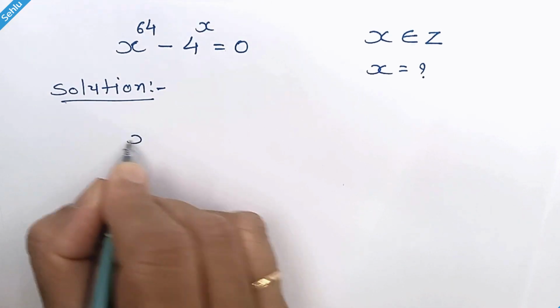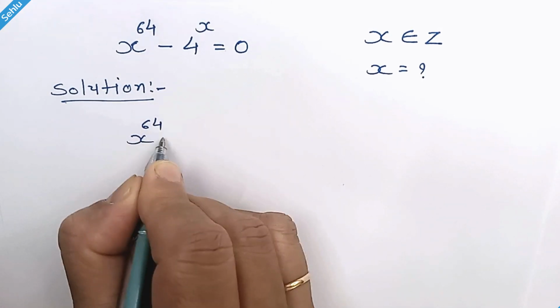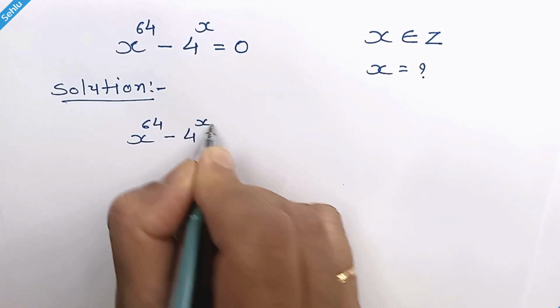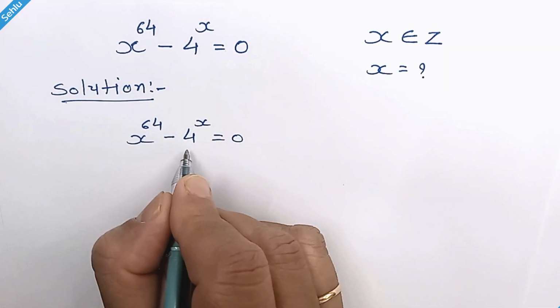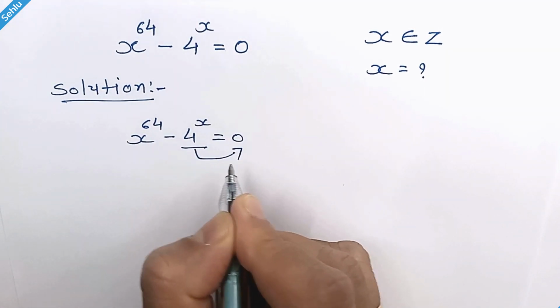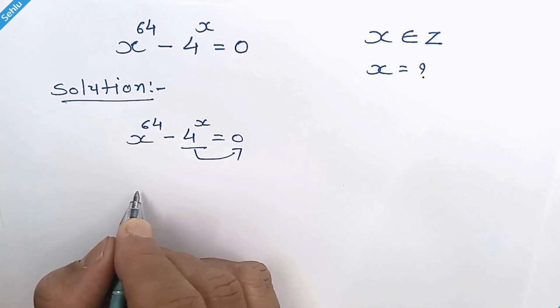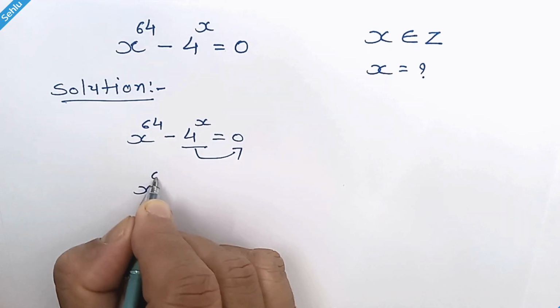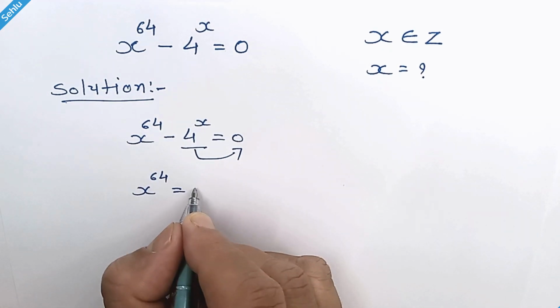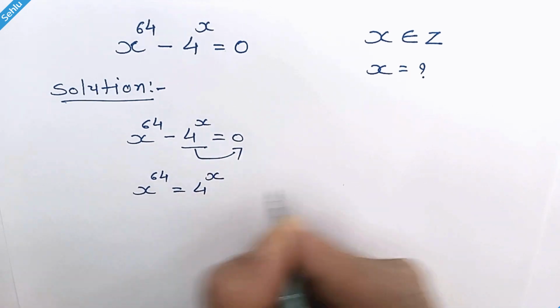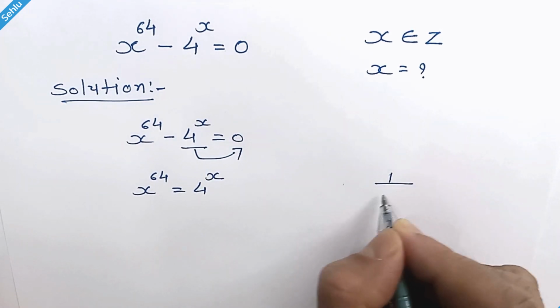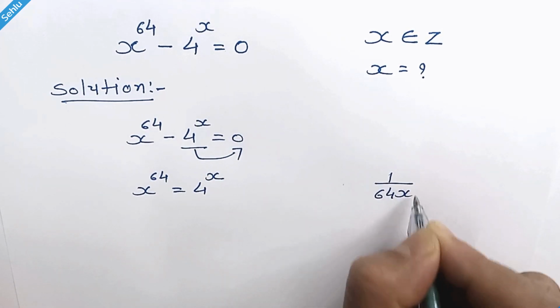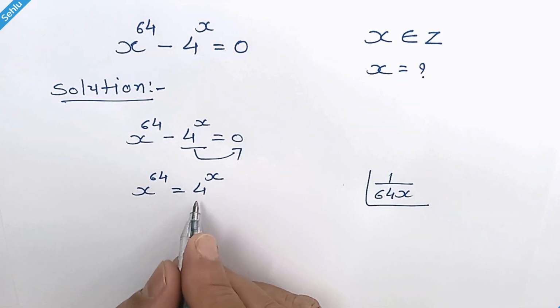So our question is x to the power 64 minus 4 to the power x equals 0. In the first step, we will move this 4 to the power x to the right hand side. So it will be x to the power 64 is equal to 4 to the power x. Now we will raise 1 over 64x as an exponent on both sides.